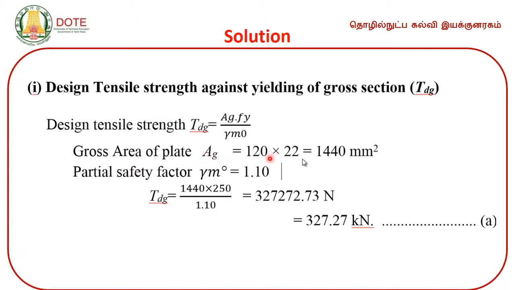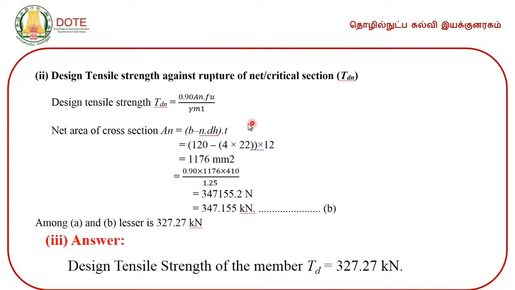Now, this is the gross cross-sectional area of the plate, 120 by 22, and with the partial safety factor, the TDG value is worked out as 327.27 kilonewton. And the second mode of failure, the strength against the second mode of failure, is TDN equal to 0.9 An Fu by gamma m1.